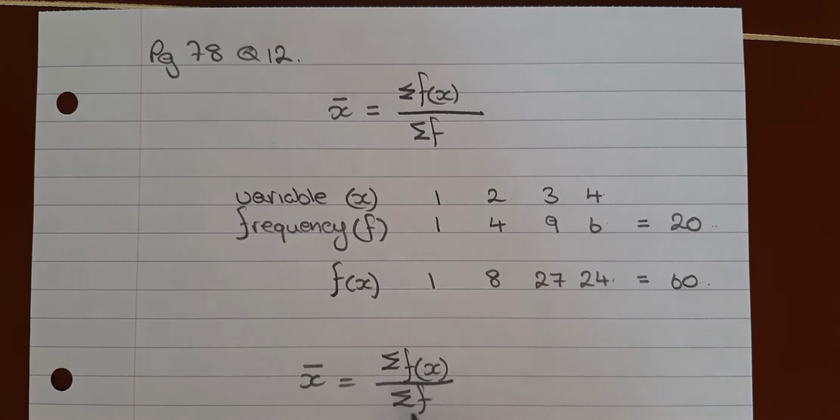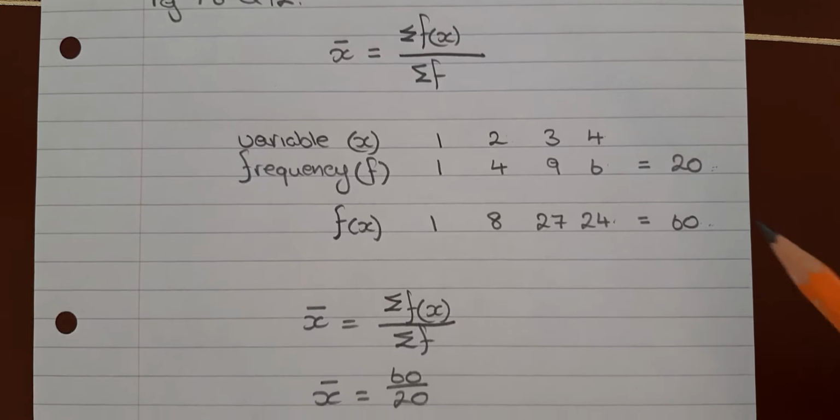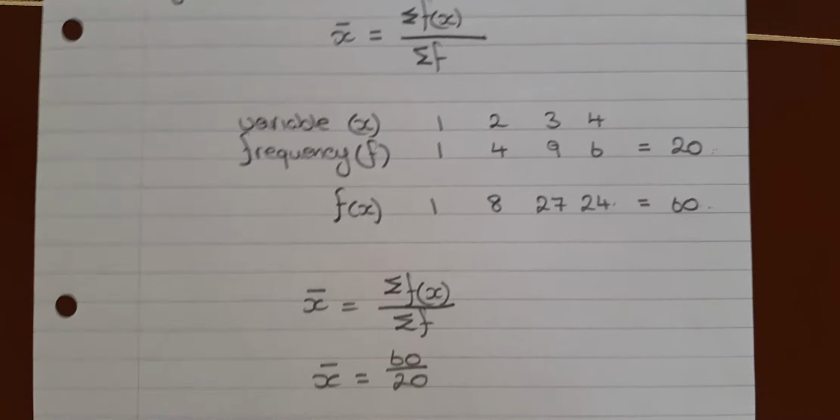Going back to our formula, the mean is equal to the sum of each frequency multiplied by the variable, all divided by the sum of the frequencies. So we found the sum of the frequencies multiplied by the variable, and we found the sum of the frequencies. Putting these into our formula, our mean is equal to 60 over 20. Our mean is equal to 3.